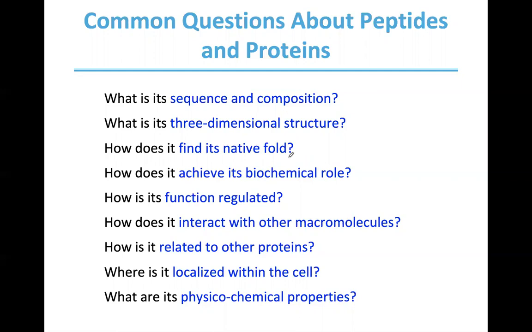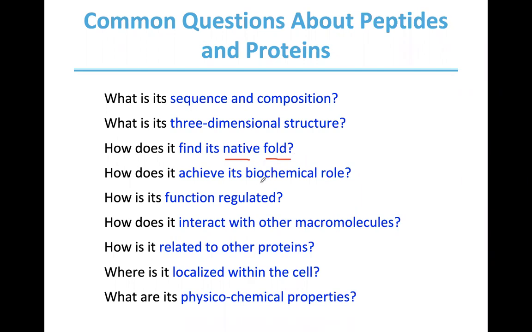Why doesn't it misfold? Why doesn't it form an incorrect three-dimensional structure? How does it find its correct three-dimensional structure? So it's very important. And there are a variety of methods that proteins utilize to find these native folds. Because if the protein is misfolded, if it's not folded correctly, it will not perform the function that it should be performing. How does it achieve its biochemical role?